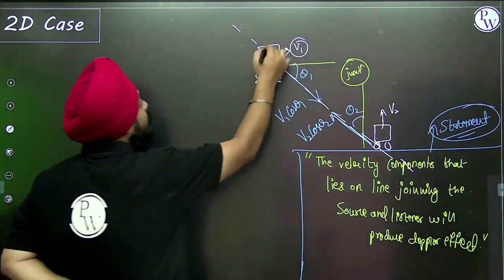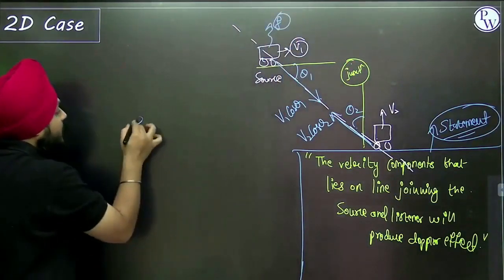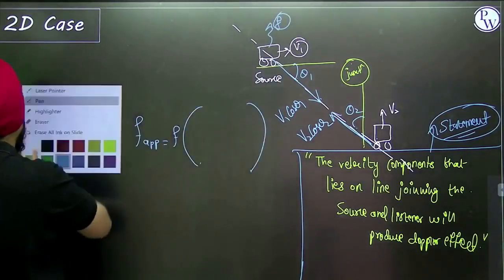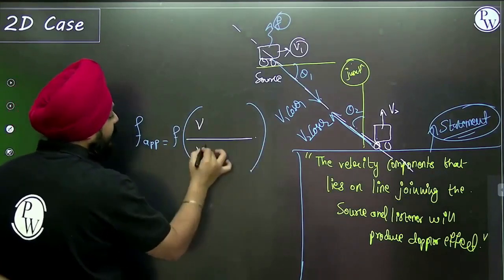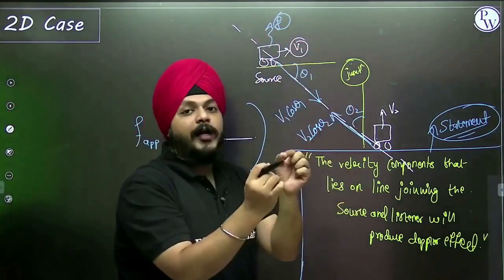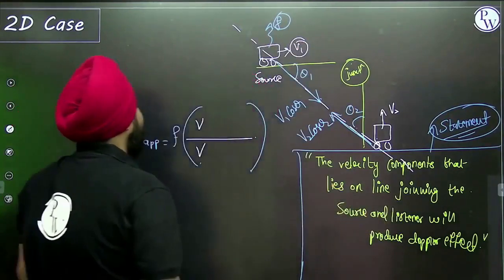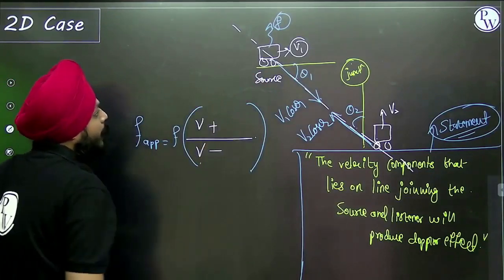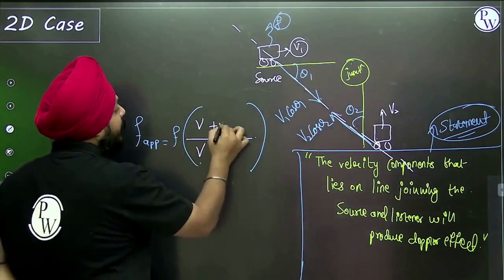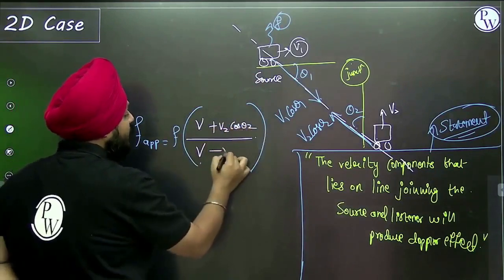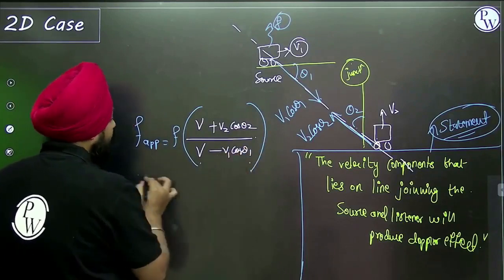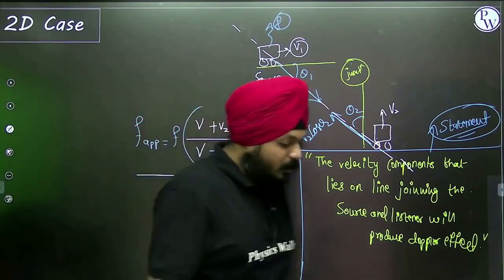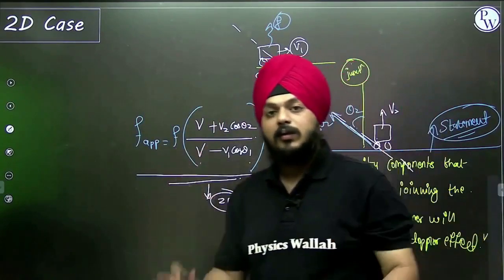Suppose the source is emitting sound of frequency F. So F apparent heard by the listener is equal to F times V, the velocity of sound, divided by something. Now see, they are coming nearer to each other. According to the sign conventions, the apparent frequency should get increased. It means beneath we are having a negative sign. What is the velocity of the listener? V2 cos theta 2. What is the velocity of the source? V1 cos theta 1. This is how the Doppler effect is applied in 2D cases.